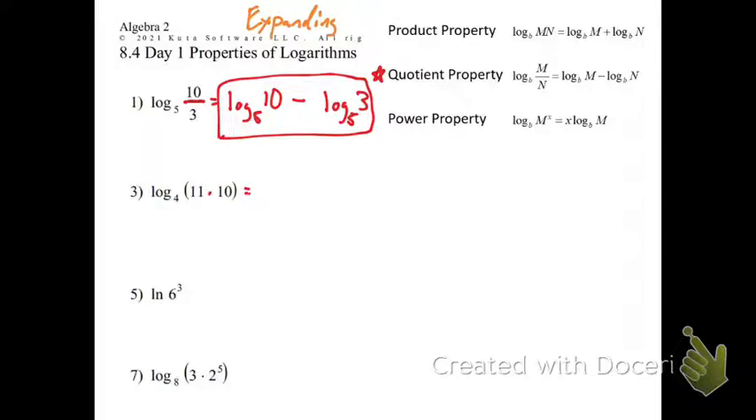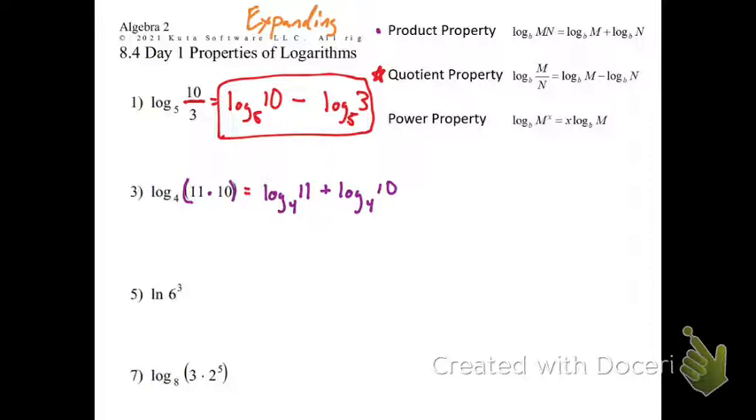Now, this one's being multiplied down here in number 3. If they're being multiplied, we're going to use the product property, which means that turns into addition of multiple logs. So log base 4 of 11 plus log base 4 of 10. Okay, so that takes care of the product property there. So whenever you see multiplication inside the log, like it's shown right here, that gets split up into two or multiple logs, same base, but being added.